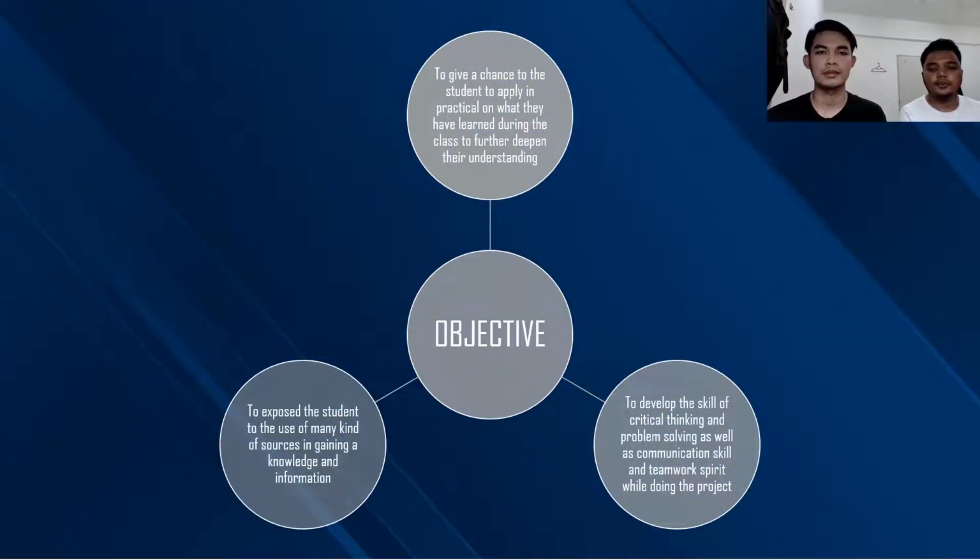Our objective of this project is to give a chance to students to apply in practical what they have learned during the class to further deepen their understanding. Second, to expose the student to use of many kinds of sources in gaining knowledge and information. Next, our objective is to develop the skill of critical thinking and problem solving, as well as communication skill and teamwork spirit while doing the project.